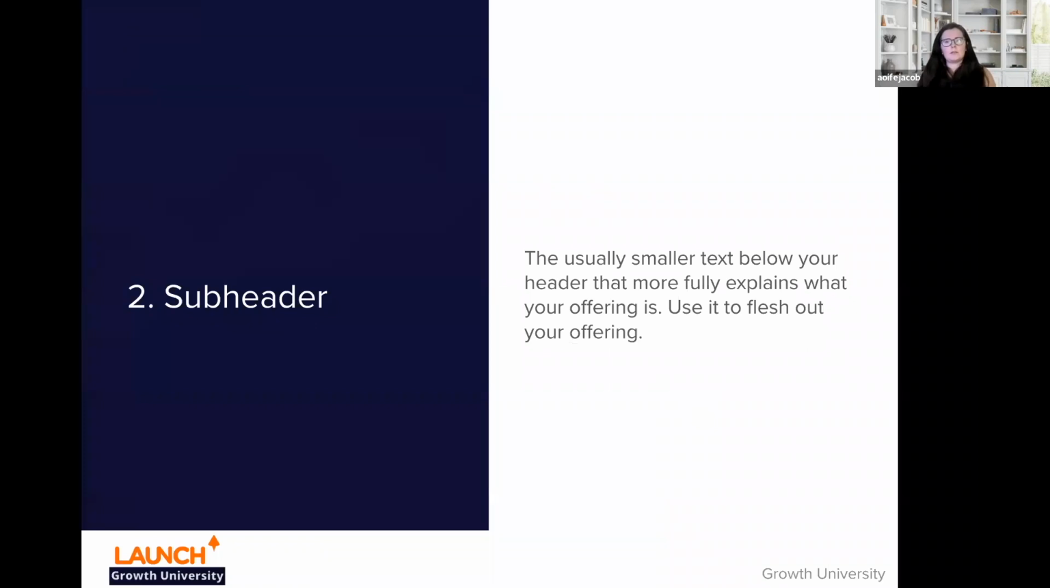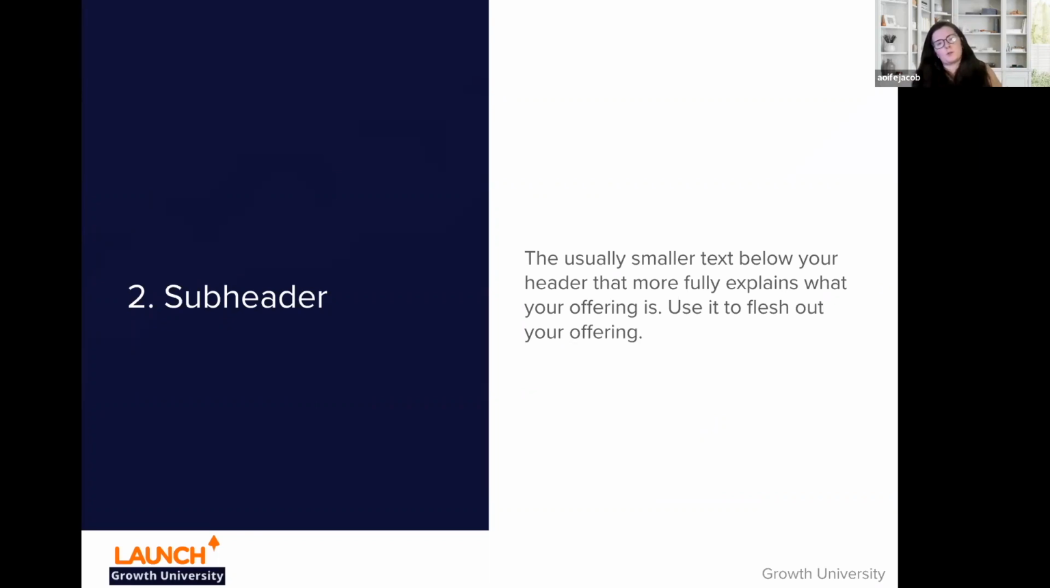Next is the subheader. It's usually the smaller text just below the headline. If you've gotten someone to read your headline, you're doing really well at this stage. You've got them hooked, they're engaged. The subheader is now where you actually talk about what you do. For example, with Growth University, we say save time growing your startup. It doesn't really talk about what we do, but it's potentially enough to keep you engaged.